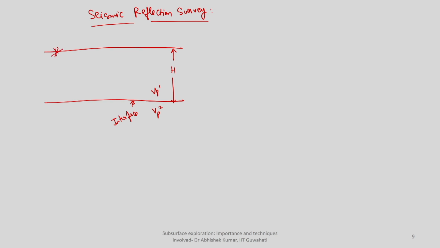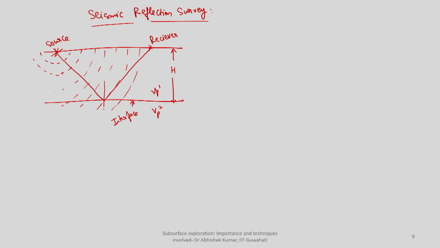Now, I am keeping a source here, which can be an explosion or a vertical impact. I am keeping a receiver here, very much similar to the previous slide. So, because of this, there will be wave fronts. Like this wave front, once it reaches here, again some portion of energy will be reflected back.